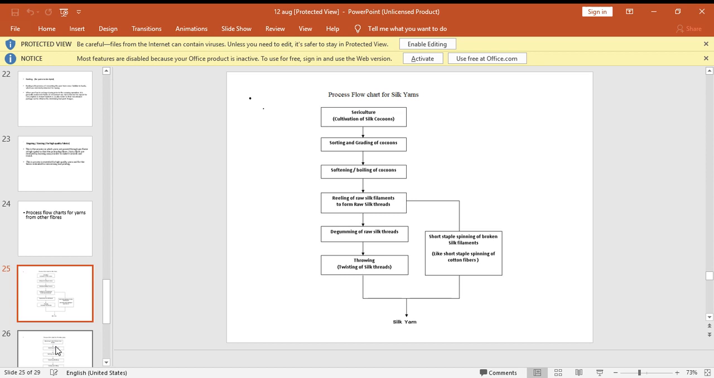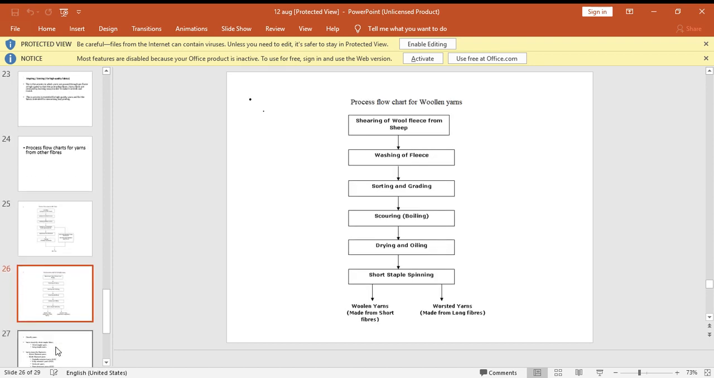From that it goes to degumming of raw silk threads and throwing, that is twisting of silk threads, and finally silk yarn. And wherever the silk filaments break, short staple spinning of the broken silk threads, like short staple spinning of other cotton fibers, can make them into silk yarn.